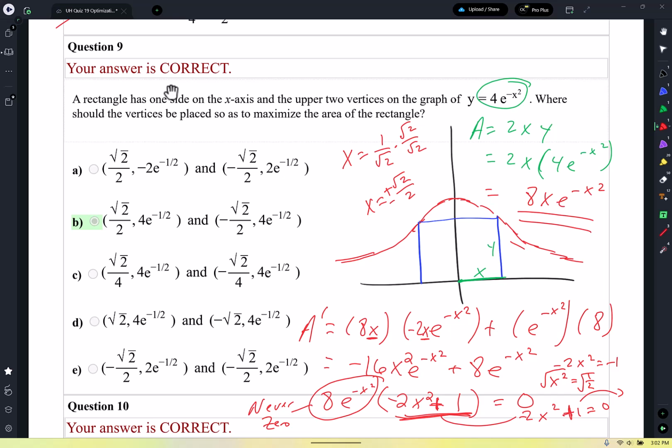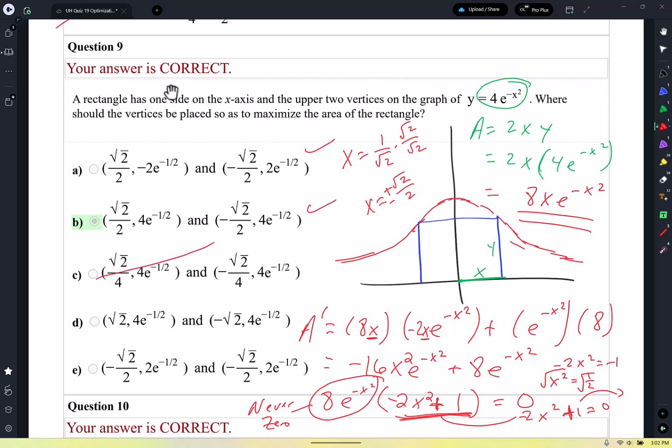What? Say it again, Lopez. Nothing. It's never 0. So you can't have a critical number. It has a limit, but the expression itself, 8e to the negative x squared, will never be 0. It doesn't matter. You'll never have a critical number from it.